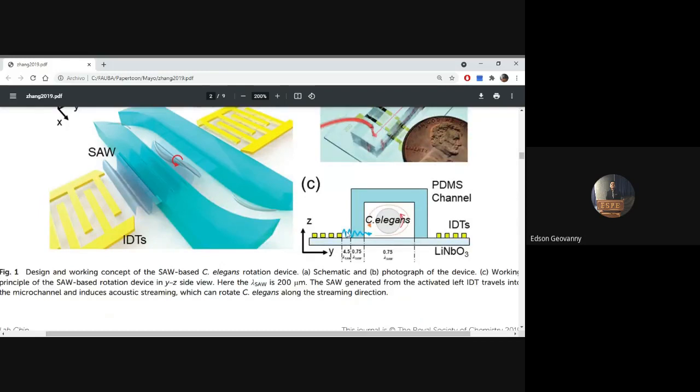In figure 1C, a traveling SAW generated by the left IDT travels to the right, propagates through the channel, and results in a counterclockwise vortex, orange circle. When the other IDT is excited, we can rotate the C. elegans clockwise.